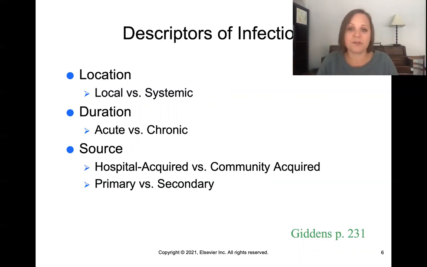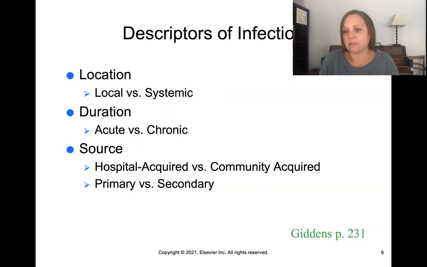We can also describe an infection by its source. Did the patient get an infection in the hospital? That's not good news. That means we did something wrong. So that would be considered hospital-acquired. Or did they get it out at home, being at the grocery store, at their place of work, their kids' daycare? That would be considered a community-acquired infection. Also, we can describe the source as primary or secondary.